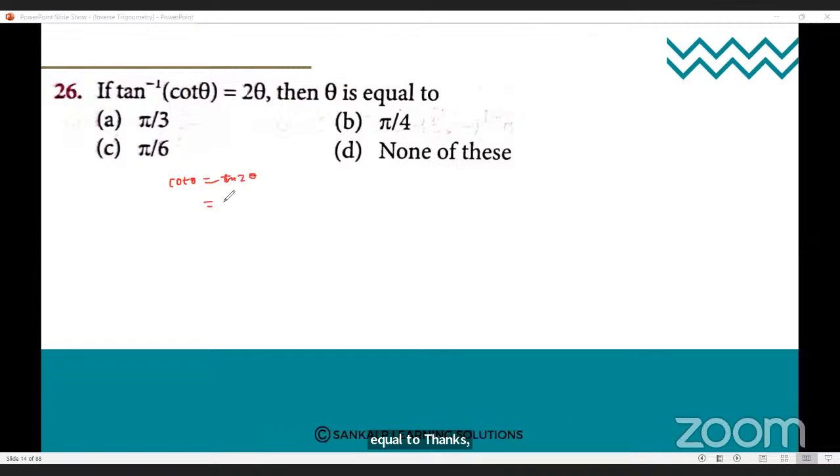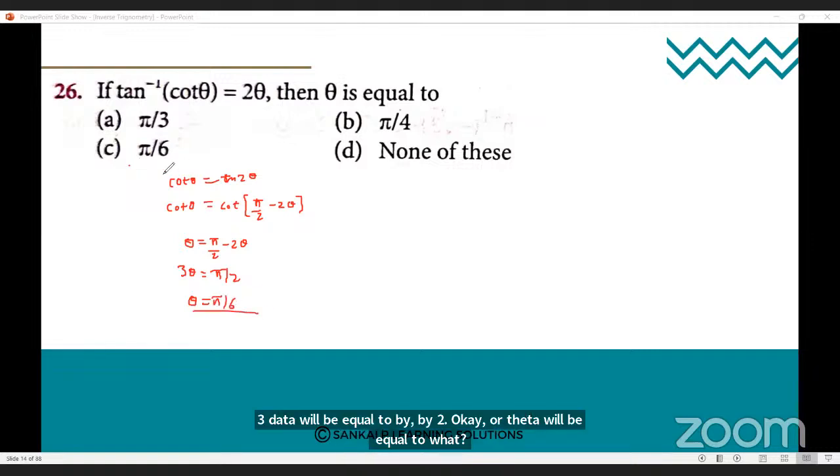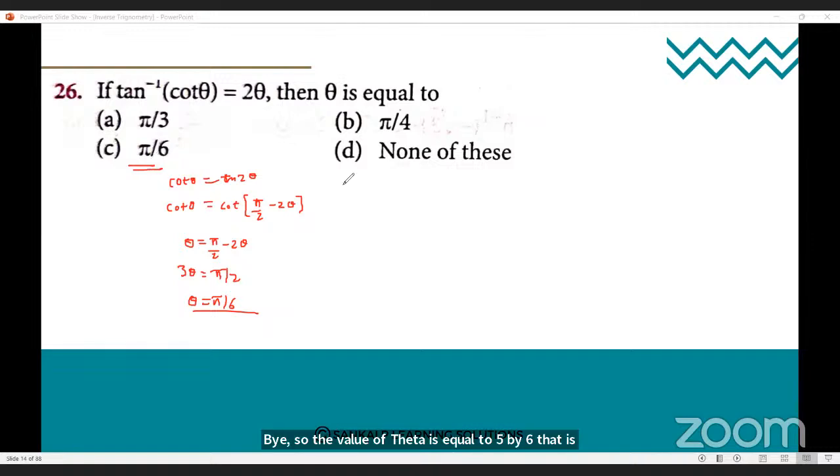Next, by making use of trigonometry, we can write this as cot of pi by 2 minus 2 theta is equal to cot theta, or theta will be equal to pi by 2 minus 2 theta, or 3 theta will be equal to pi by 2, or theta will be equal to pi by 6. So the value of theta is pi by 6. That is, option C will be the right answer.